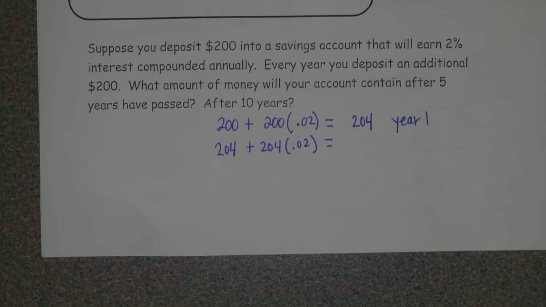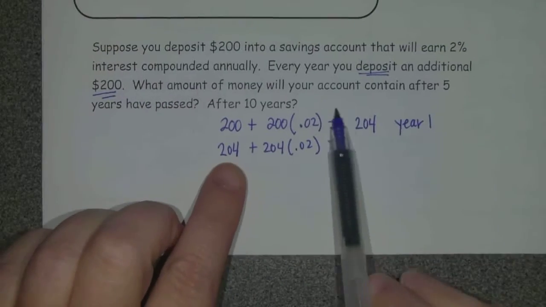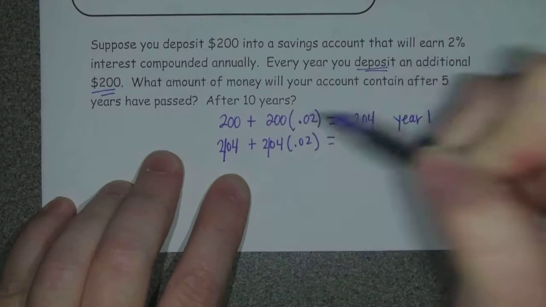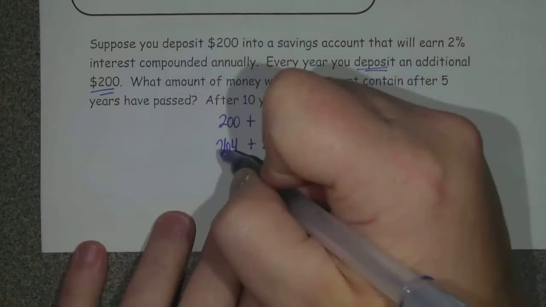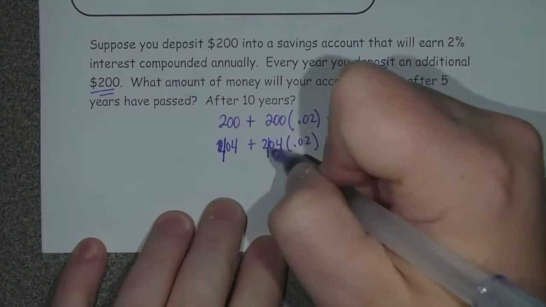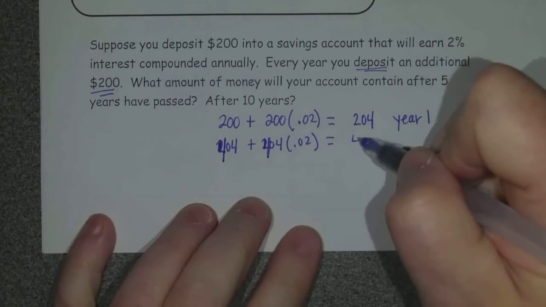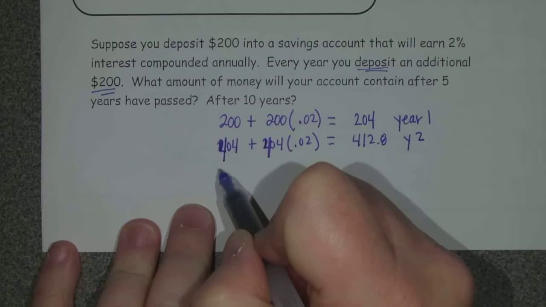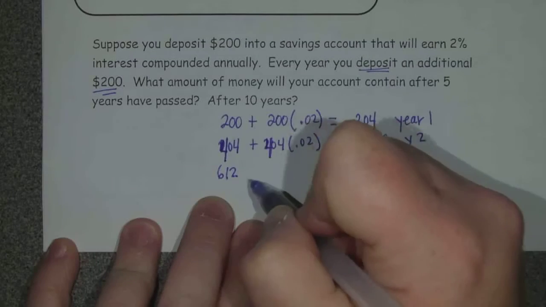Except for, what did it say that I did? Every year you deposit an additional $200. So if I ended with 204, what do I start with here? 404. So then I would have to do the math with the 404 because I added the extra $200 on. So what do you end up with there? Yep, so that was at the end of year 2. What do I start with at the beginning of year 3? 612.80.